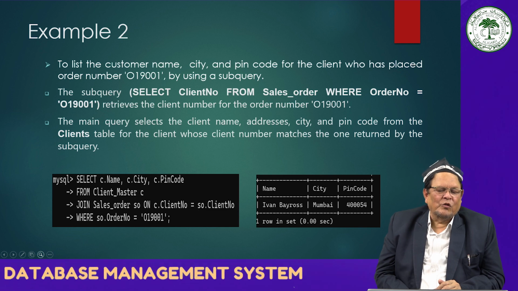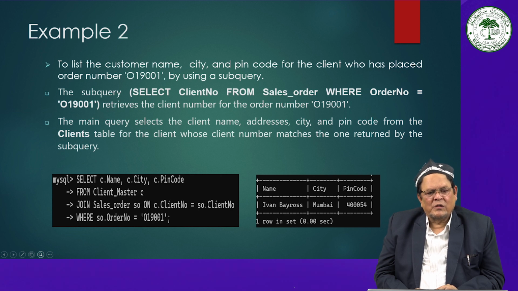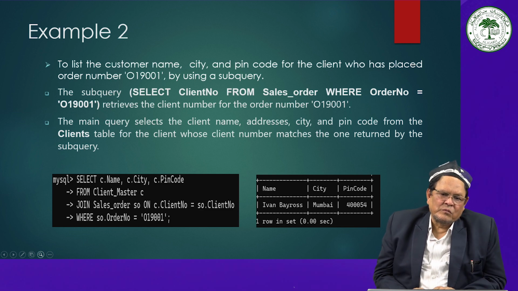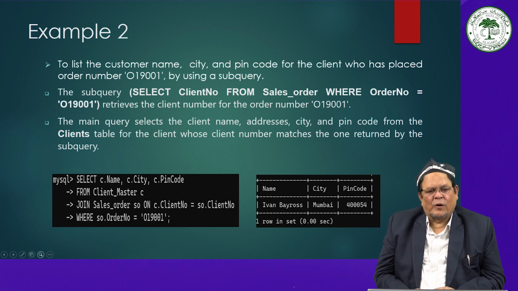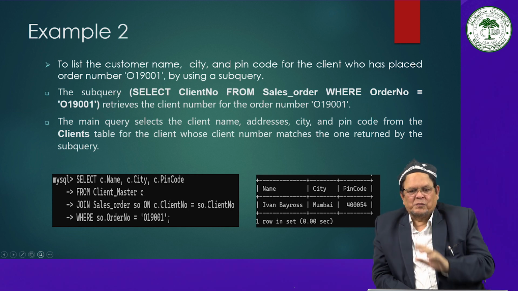So, how do you write it in MySQL? Select c.name, c.city, c.pin code from the client master table named C, join sales order SO on the client number from the client master must be equal to client number from sales order, where order number from sales order must be equal to 019001. When you run it, it will display like that.